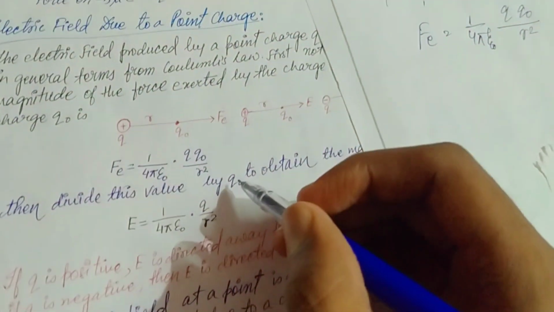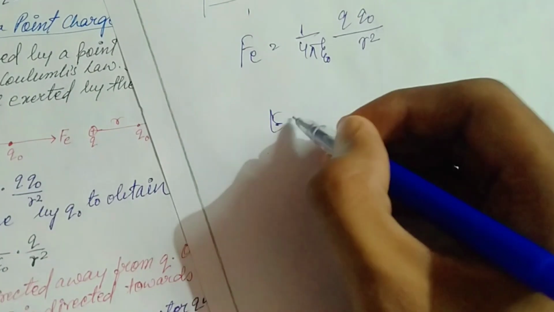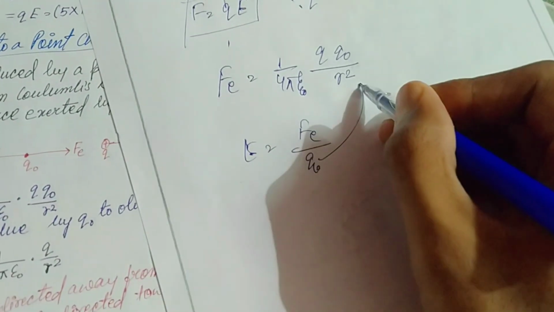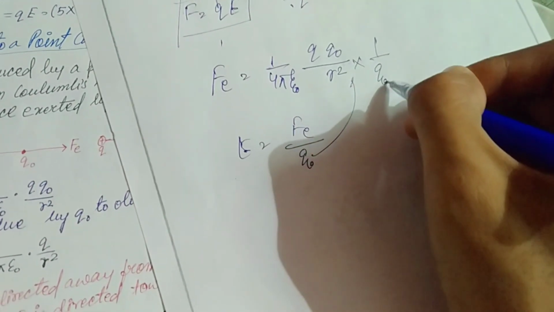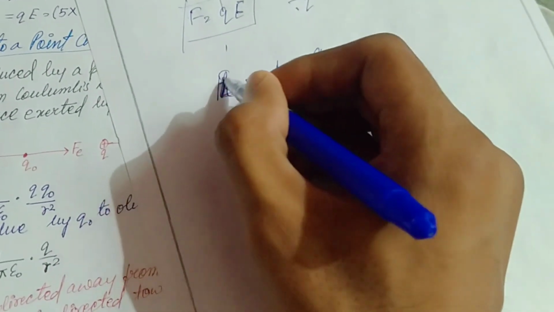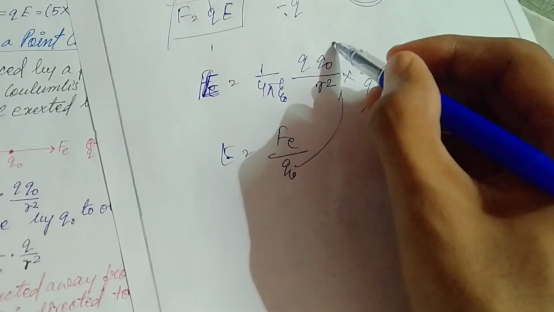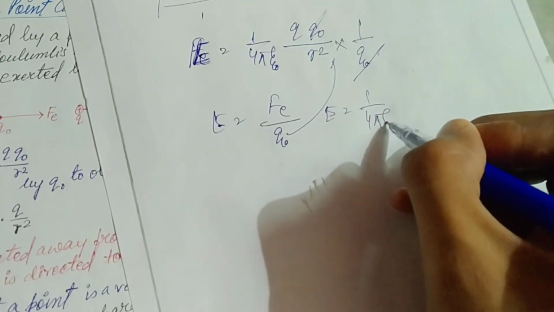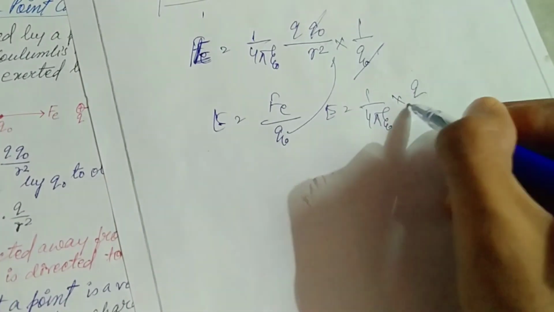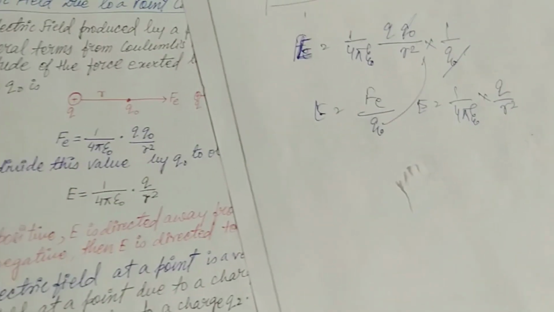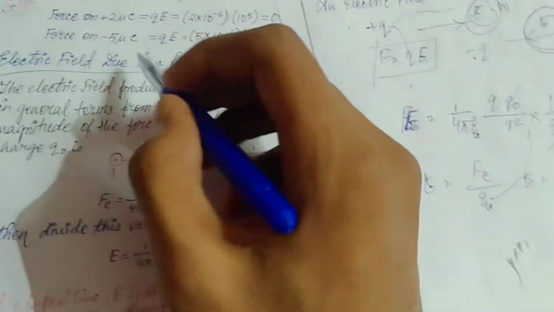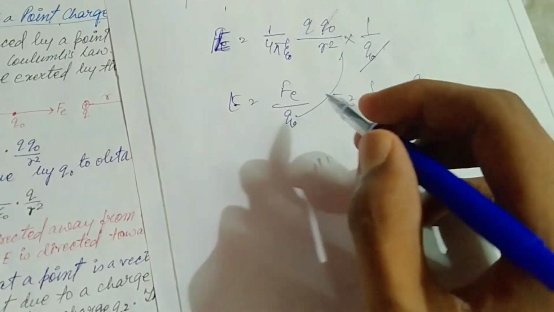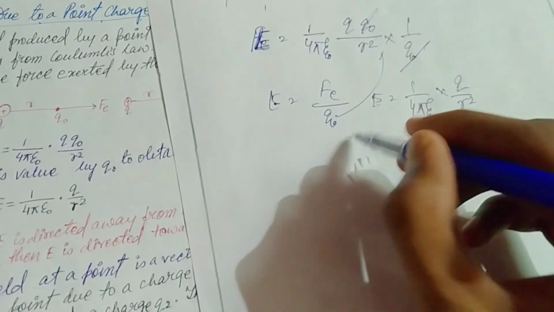And we see here that the formula of E is equal to Fe by q naught. So if we put here 1 by epsilon naught, then we'll see this q naught is cancelled. So E is equal to 1 by 4 pi epsilon naught into q by r square. Alright, so this is the formula of electric field due to a point charge. I again say that you need to remember some formulas, like many formulas in this branch of physics.